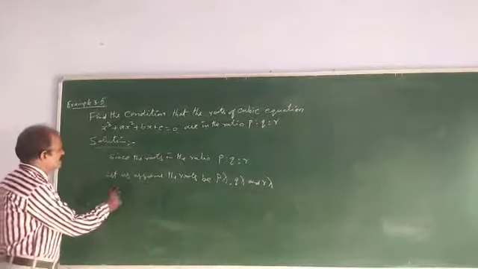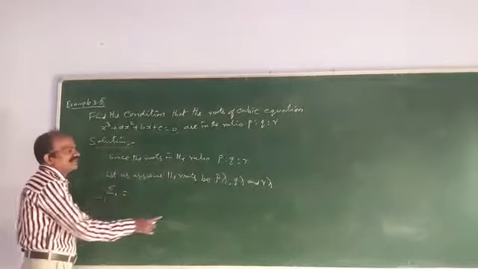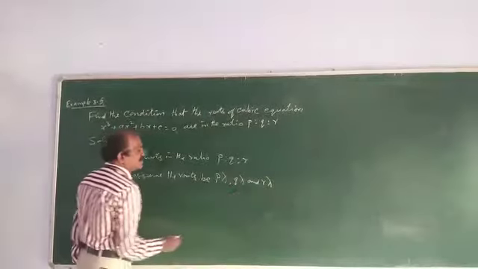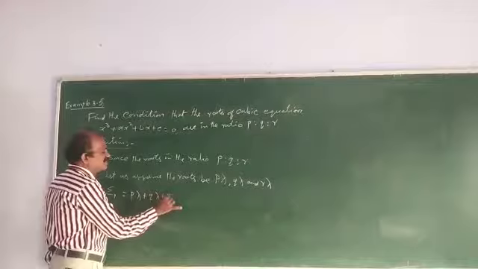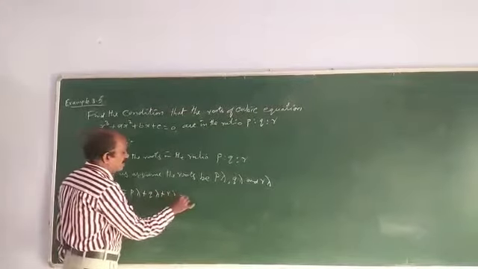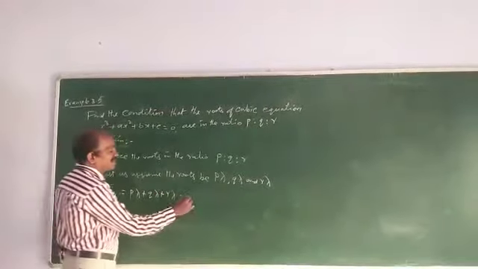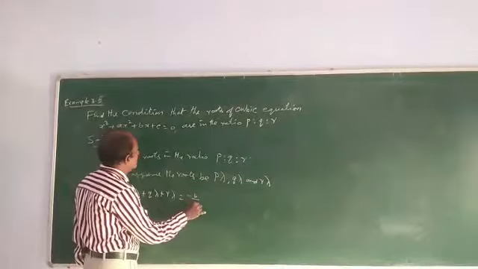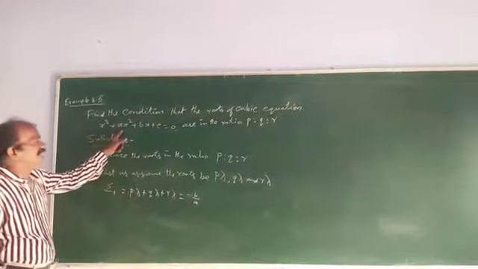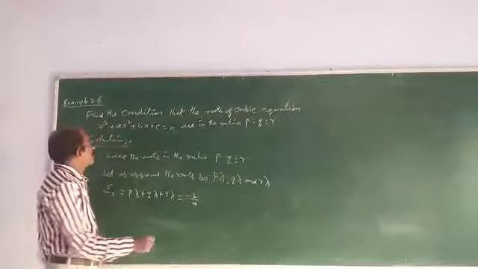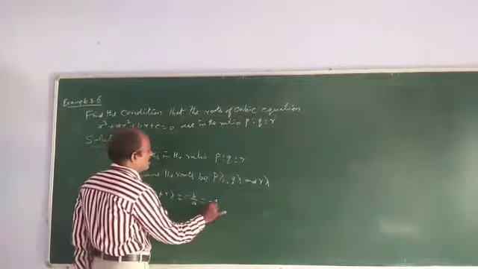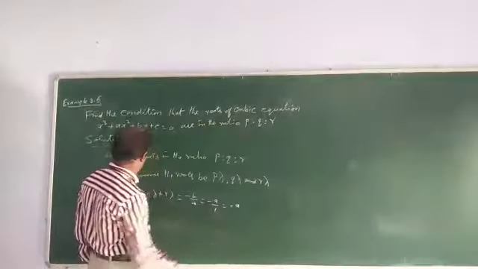Sigma 1, the sum of the roots: p lambda plus q lambda plus r lambda equal to, by the formula, minus d by a. Here a equal to 1, b equal to a, c equal to b, d equal to c. So the value is minus a by 1, that is equal to minus a.